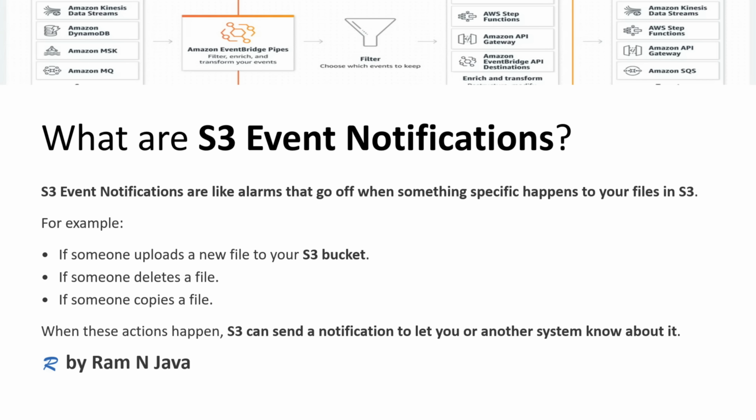In this video tutorial, I will explain what S3 event notifications are. S3 event notifications are like alarms that go off when something specific happens to your files in S3. For example, if someone uploads a new file to your S3 bucket, deletes a file from the S3 bucket, or copies a file to the S3 bucket, S3 can send a notification to let you or another system know about it.